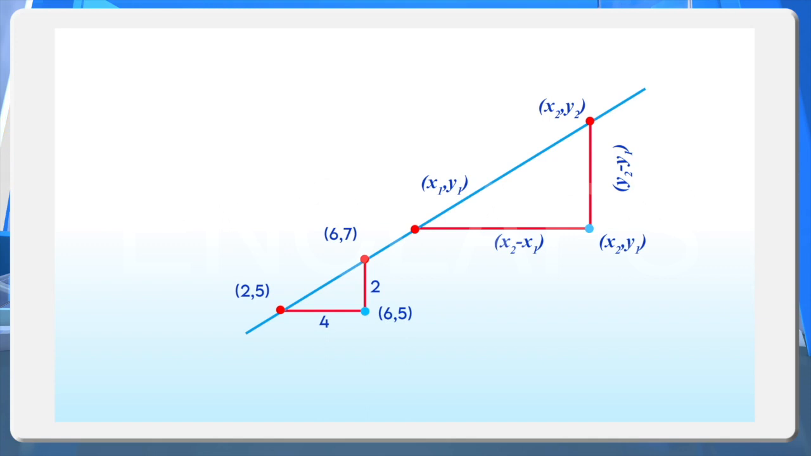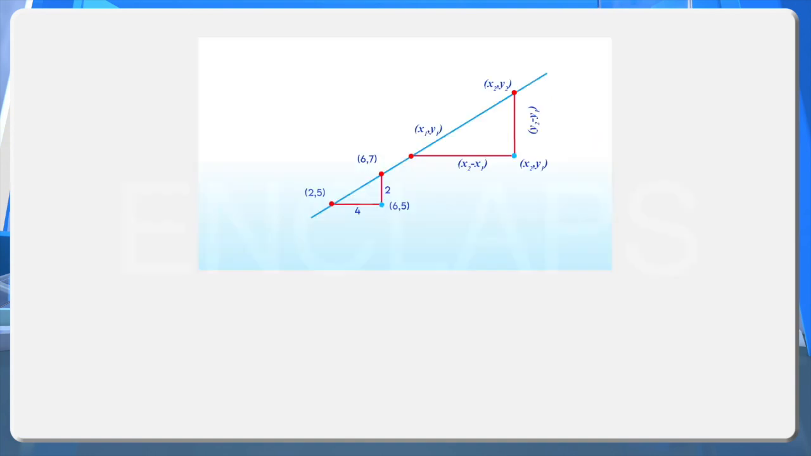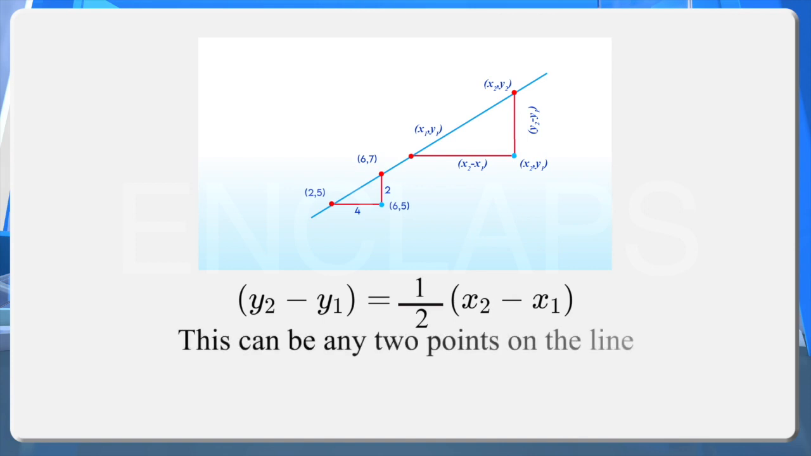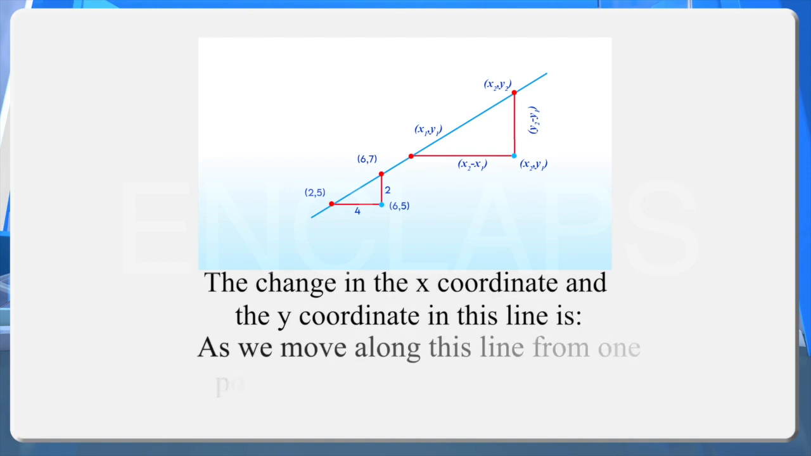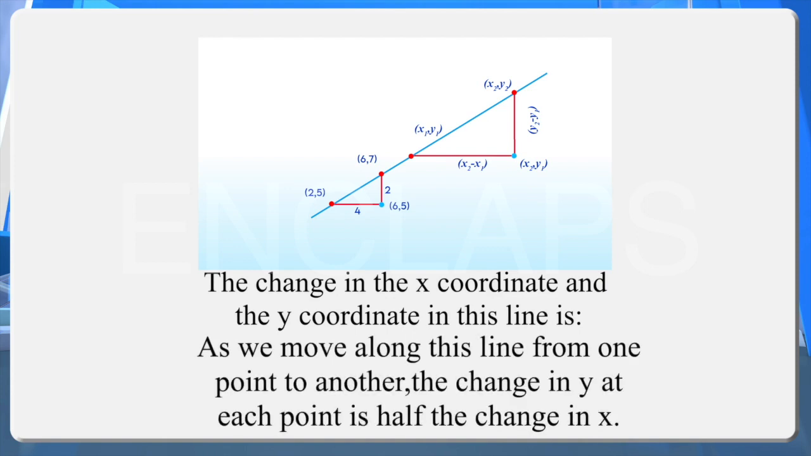It can be said that the vertical perpendicular side of the lower right triangle is half of the horizontal perpendicular side. The same goes for the upper triangle. That is, y2 minus y1 equals 1 by 2 into x2 minus x1. This can be any 2 points on the line, (x1, y1) and (x2, y2). The change in the x coordinate and the y coordinate in this line is, as we move along this line from one point to another, the change in y at each point is half the change in x.